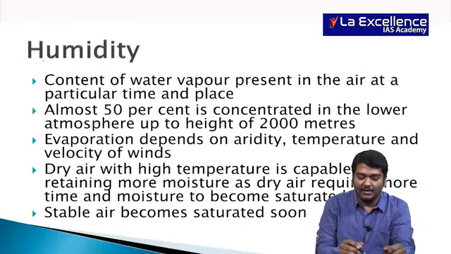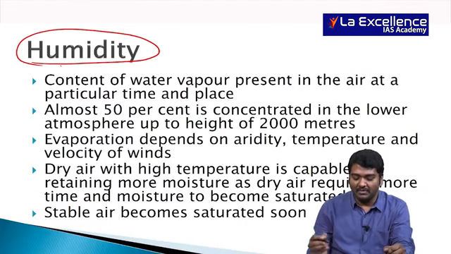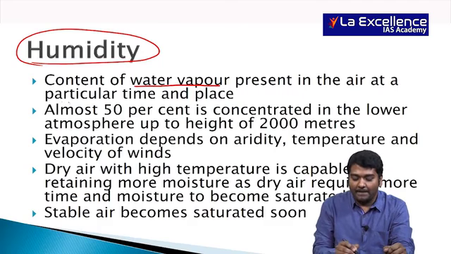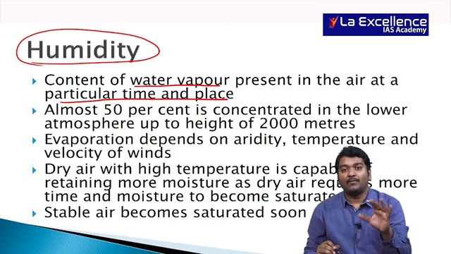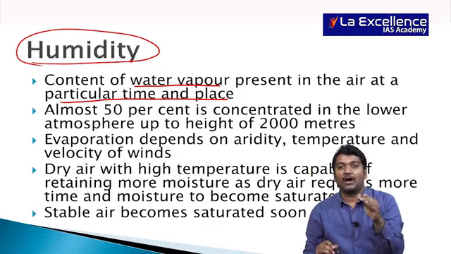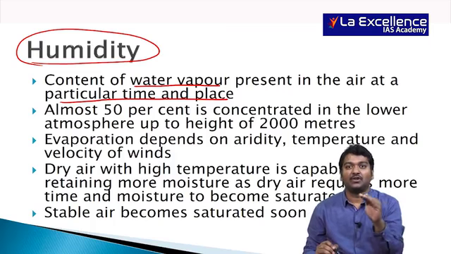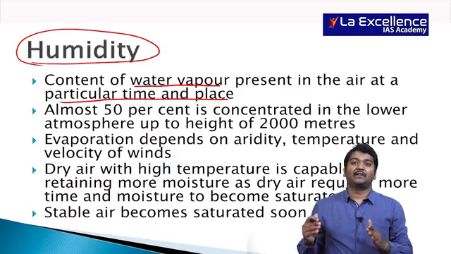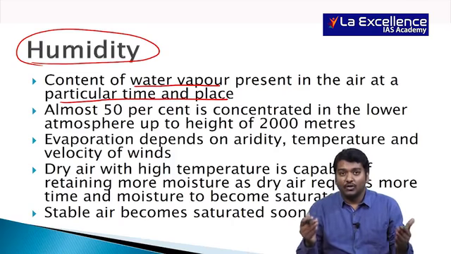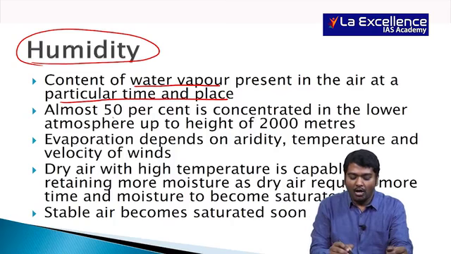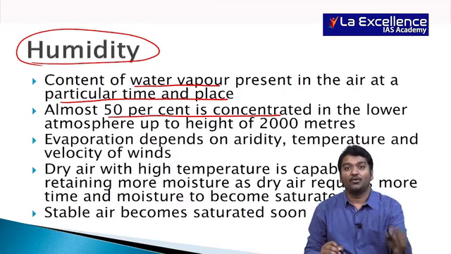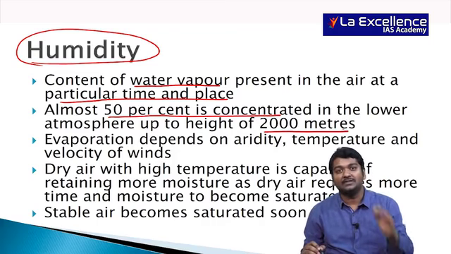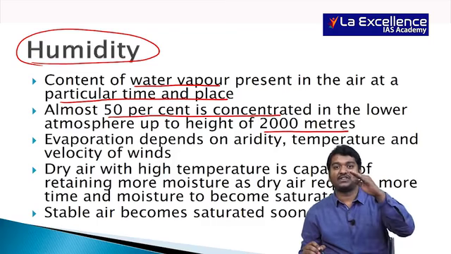The first important thing is humidity. Humidity means the amount of water vapor present in the air at a particular time and place. The moisture content is more whenever you have an ocean or river or something closer by. If the moisture content is less, it will be dry. In deserts, water content will be less, whereas near oceans, water content will be more. Almost 50% of the moisture is usually present at a height of 2000 meters or 2 kilometers. This is the reason that if you have mountains, moisture content is less.